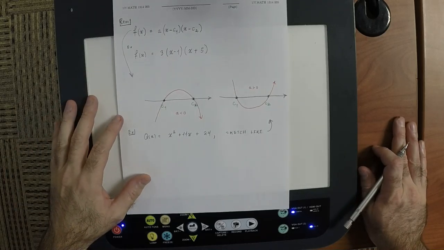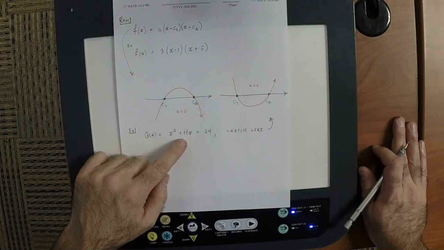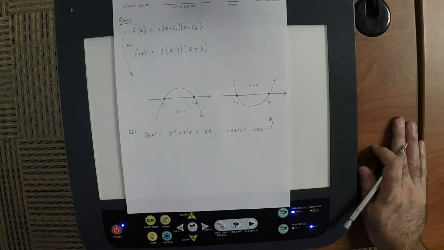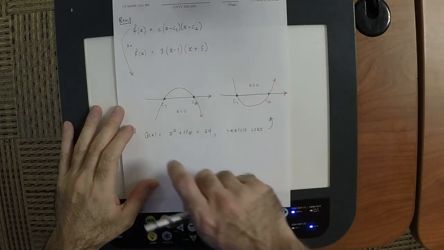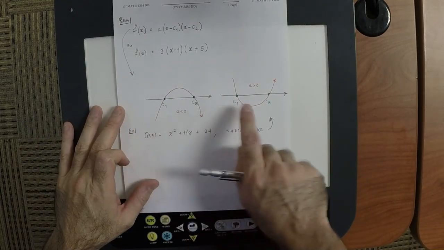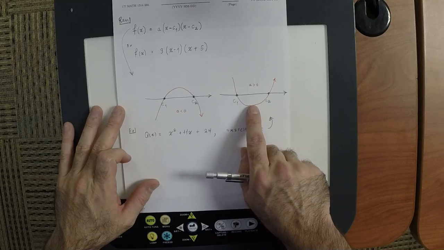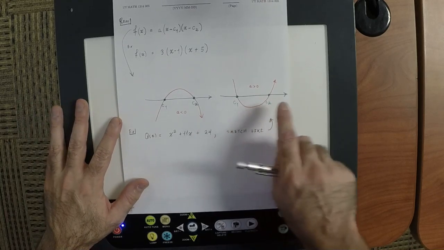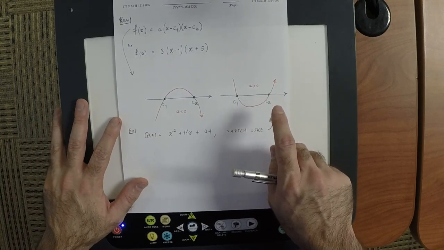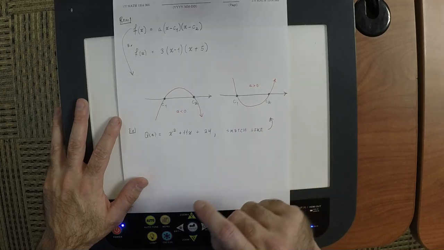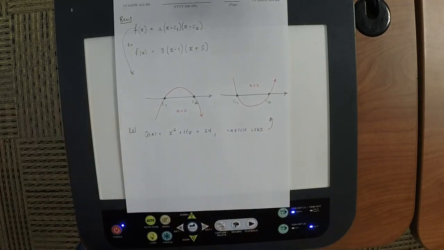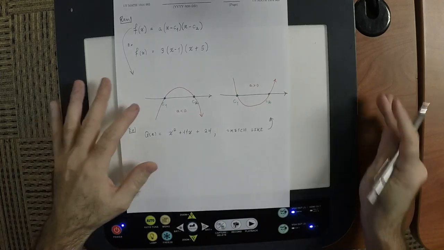Sorry? Okay, so you're saying that it should be like this one. Yes. Okay, but then my question is what about the c's? Where should the c's be? What specifically should the c's be? I want to know specifically what they are.